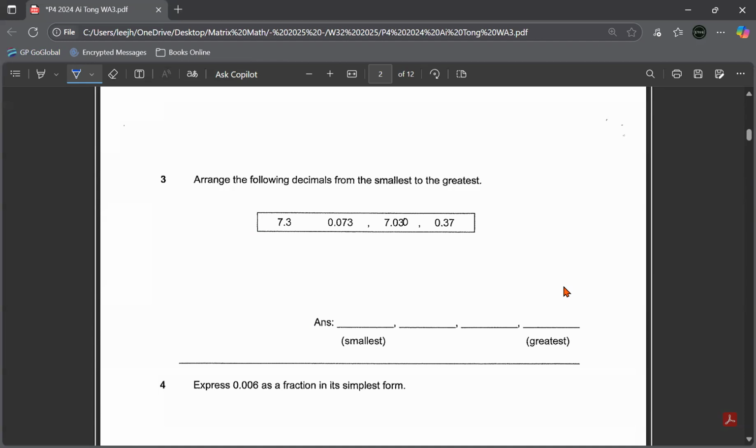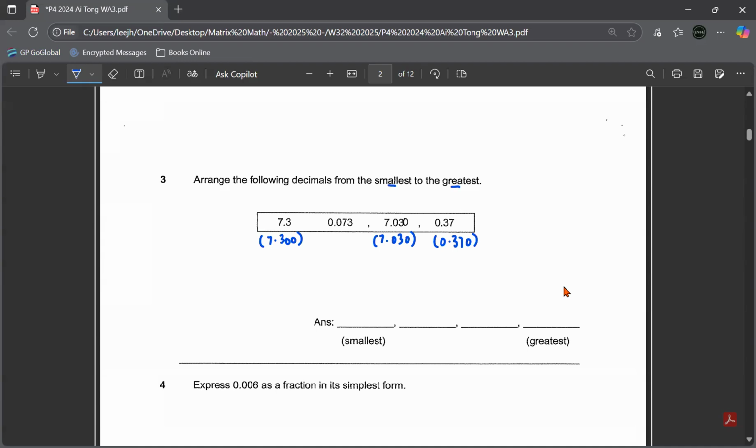So I need to change it all to the same number of decimal places so that it is easier to compare. So this will become 7.300. Make it into 3 decimal places. You just add 2 zeros at the back. So this one don't touch because it's already in 3 decimal places. This one also 3 decimal places. Unless they give you 7.03, you have to write 7.030. It's actually the same here. So this will become 0.370.